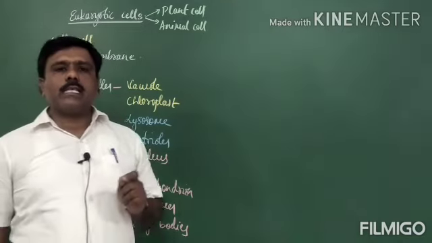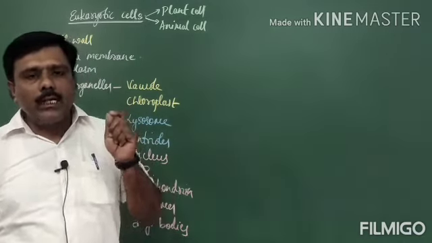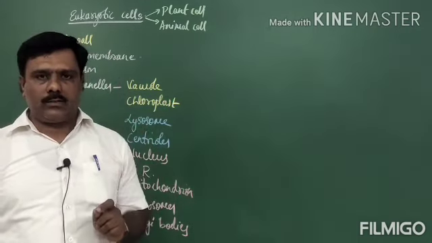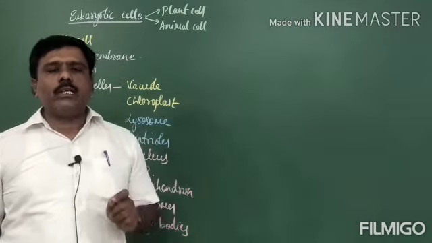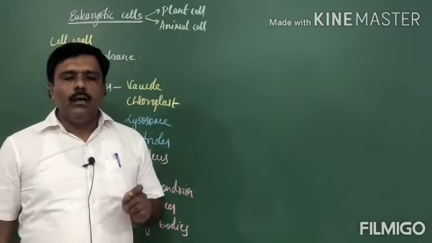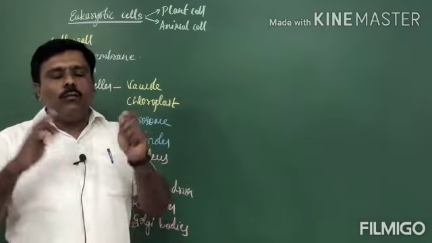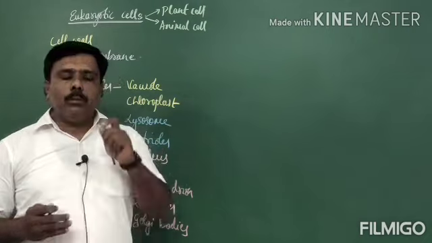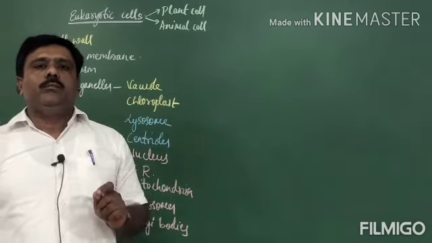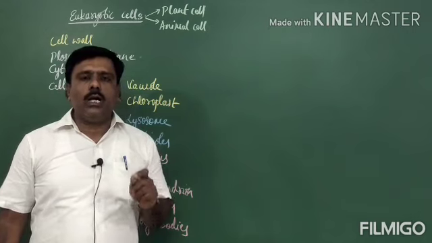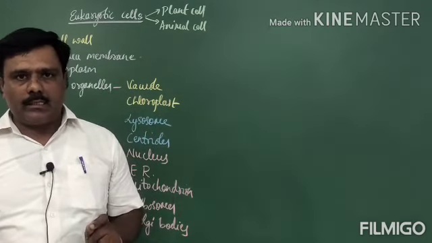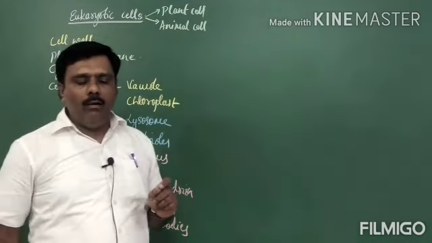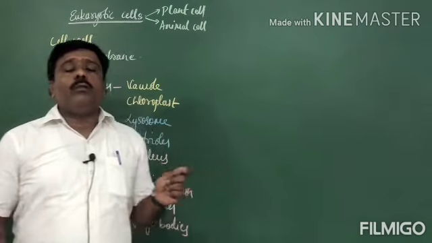Eukaryotic cells are highly advanced, well organized cells, isn't it? These eukaryotic cells are characterized by the presence of a well organized nuclear membrane bounded nucleus. Such a nucleus is called a true nucleus, right? In eukaryotic cells, there is a division of labor.